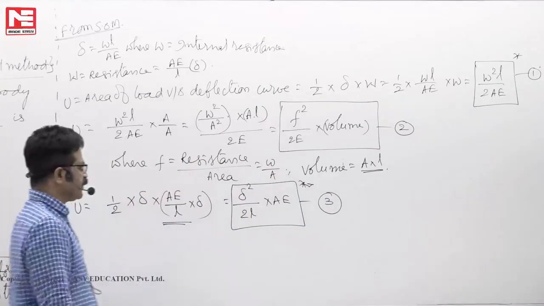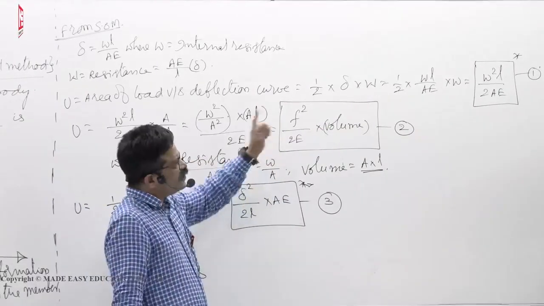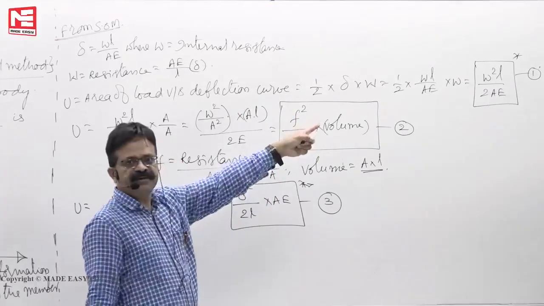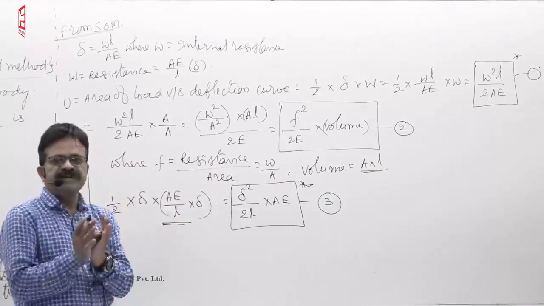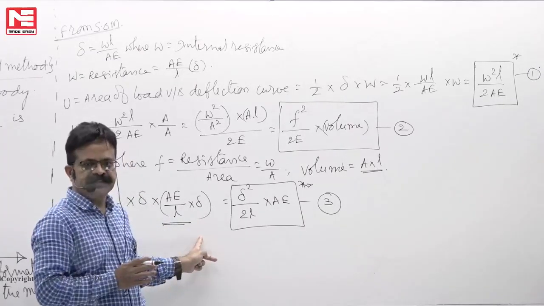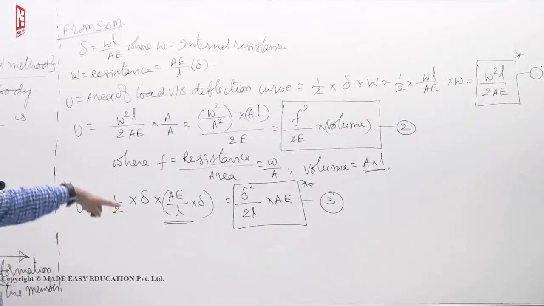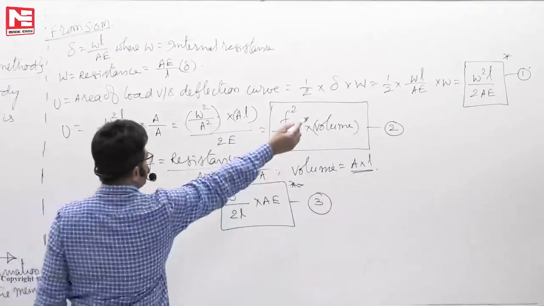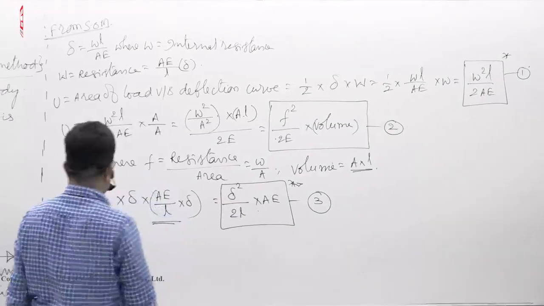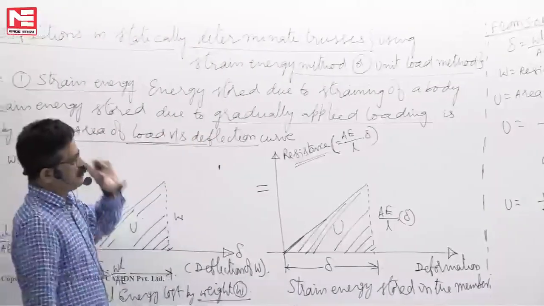Generally, if you write in terms of W square L by 2AE, that we call the complementary energy. This is strain energy, that is complementary energy. The complementary energy expressions we use for the flexibility method of analysis. The strain energy expression we use in the stiffness method of analysis. So there are three expressions for the energy: in terms of applied load, in terms of internal stress, and in terms of deformations. Now, this is for gradually applied loading.